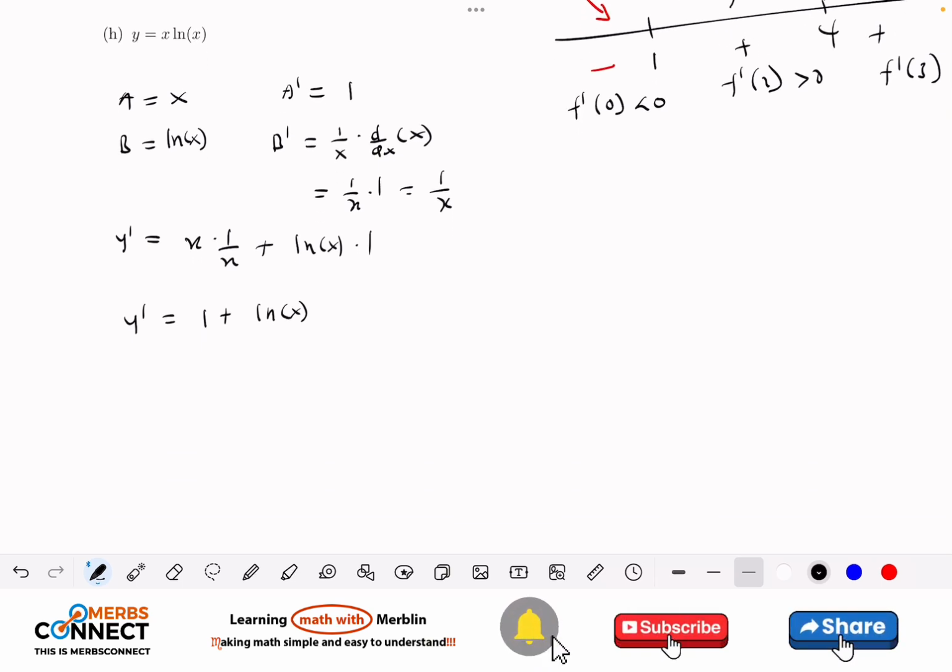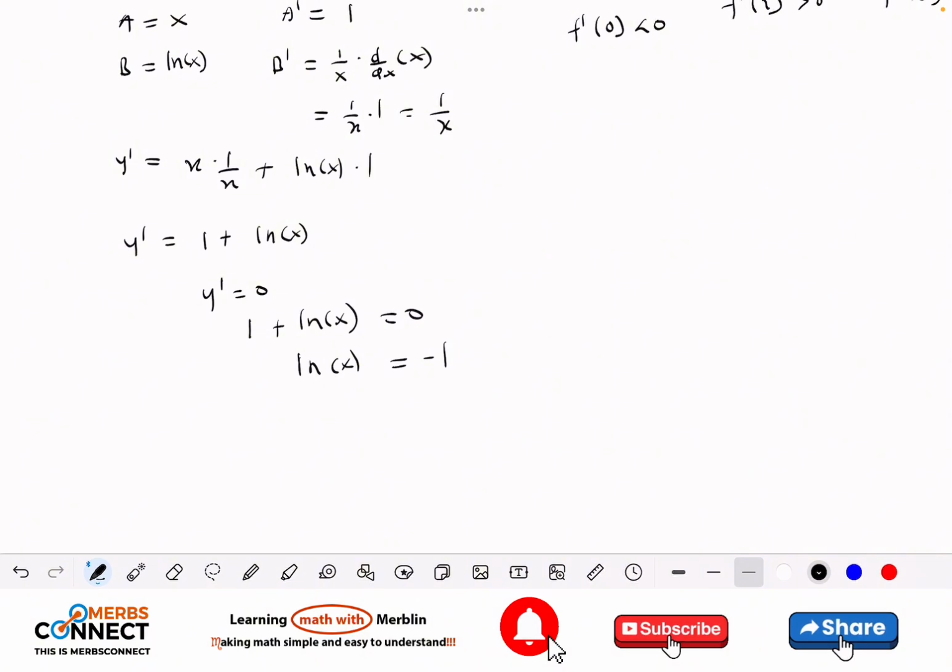So this one, it's so difficult for us to see the value of x that is going to make sure that this is equal to 0. So what we are going to do is, since we need y prime to be 0, we are going to pick 1 plus ln of x equal to 0, then ln of x is equal to minus 1.